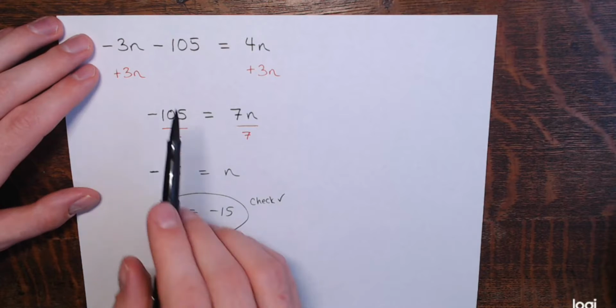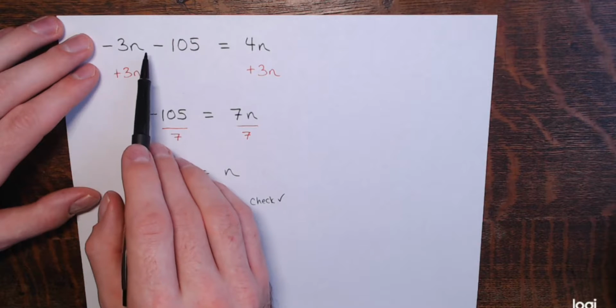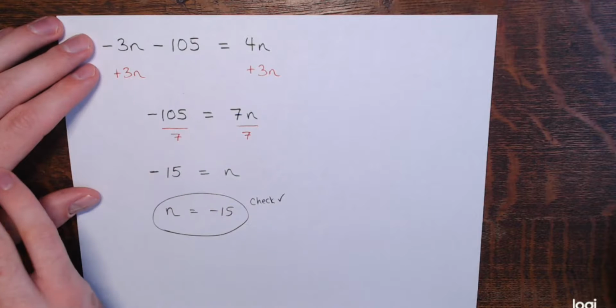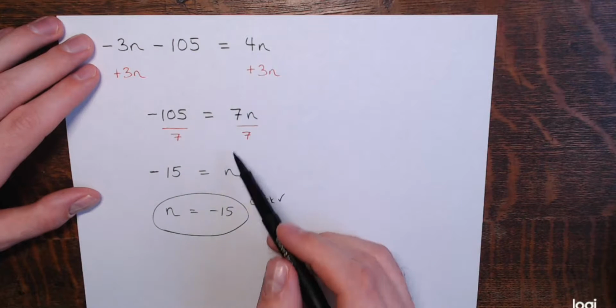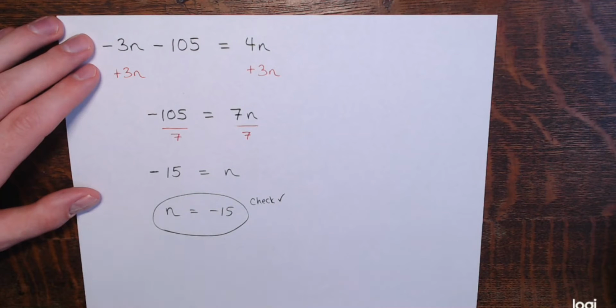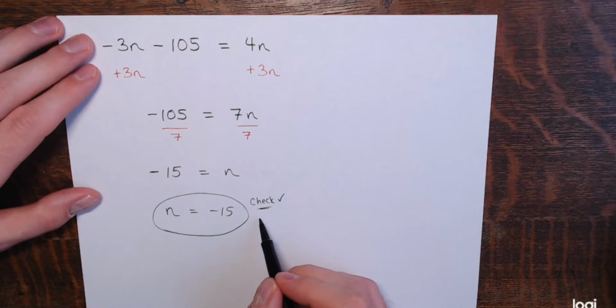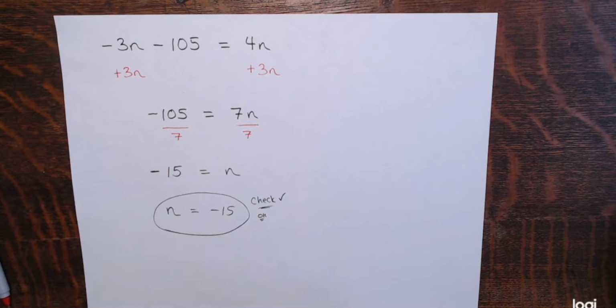Well, let's see. Negative 3 times negative 15 would be positive 45. Minus 105 would be negative 60. You'd have negative 60 on the left. On the right side, you'd have 4 times negative 15, which would also be negative 60. So you'd have negative 60 equals negative 60, a true statement. This is a good solution. It's okay. And that's what I'll enter.